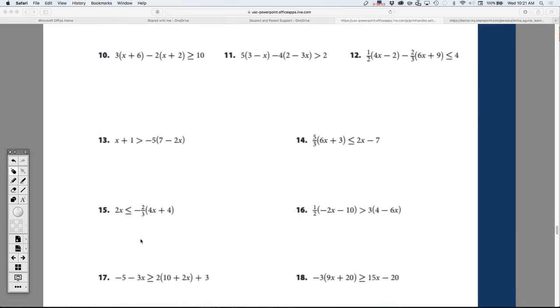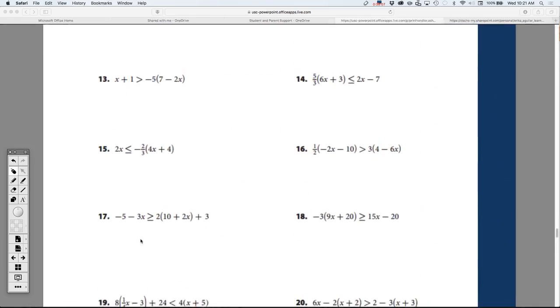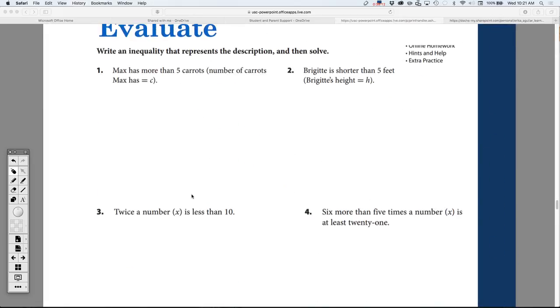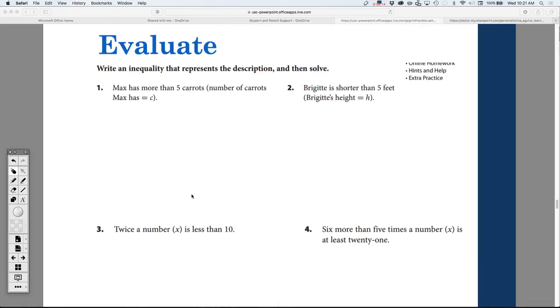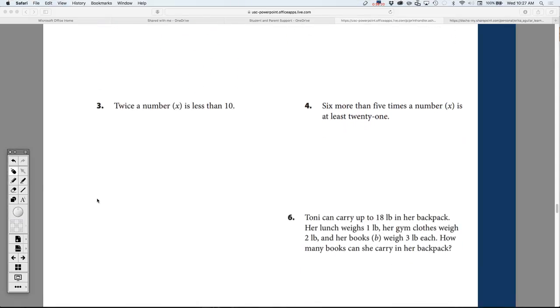All right, so we're going to look at number 6 on this. So Tony can carry up to 18 pounds in her backpack. Her lunch weighs 1 pound. Her gym clothes weigh 2 pounds, and her books weigh 3 pounds each. How many books can she carry in her backpack? So let's first look at this visually. All right, we have a backpack here.